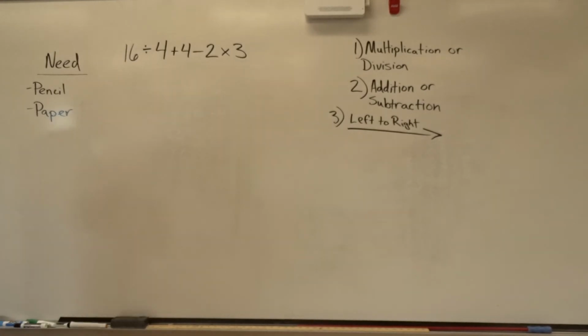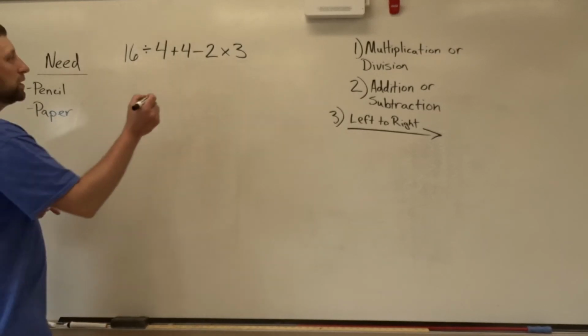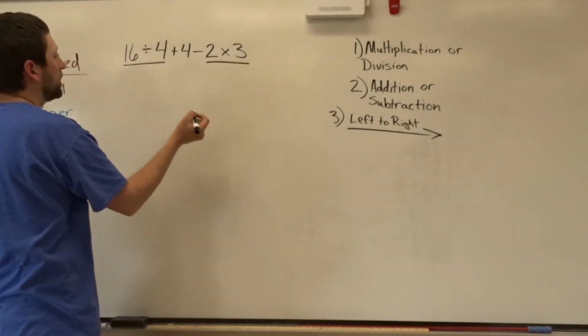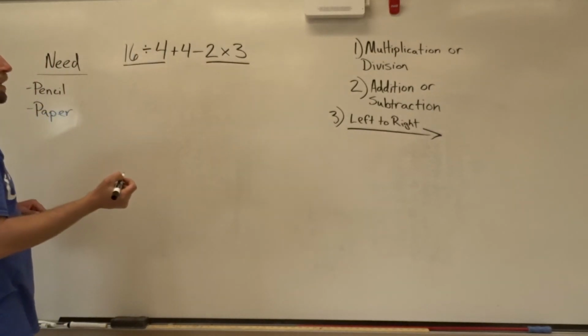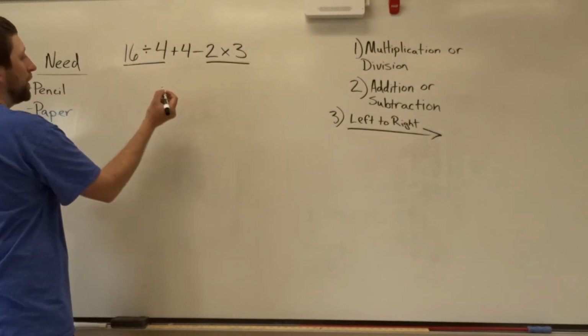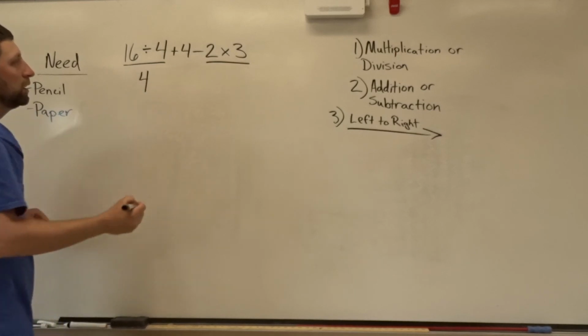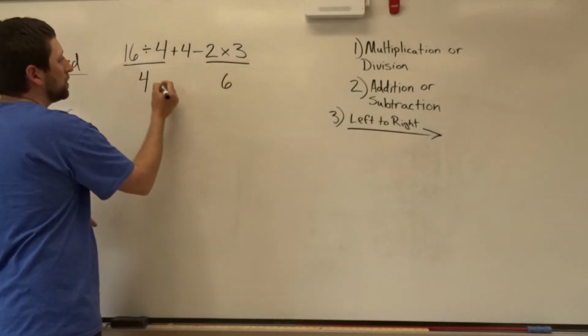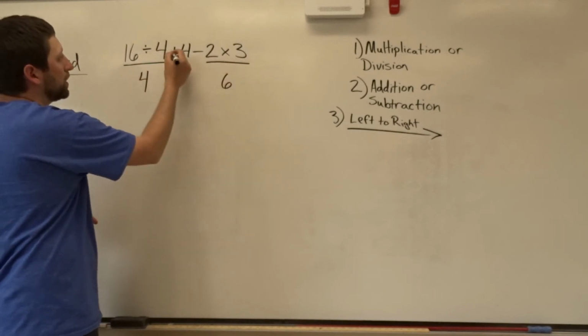Okay, welcome back. First thing I'm going to do is underline anywhere I see multiplication or division. Here's a division part, here's a multiplication part. And then I can go ahead and do those. 16 divided by 4 is 4. And 2 times 3, that is 6. So I just wrote that right there, and I wrote that right there.